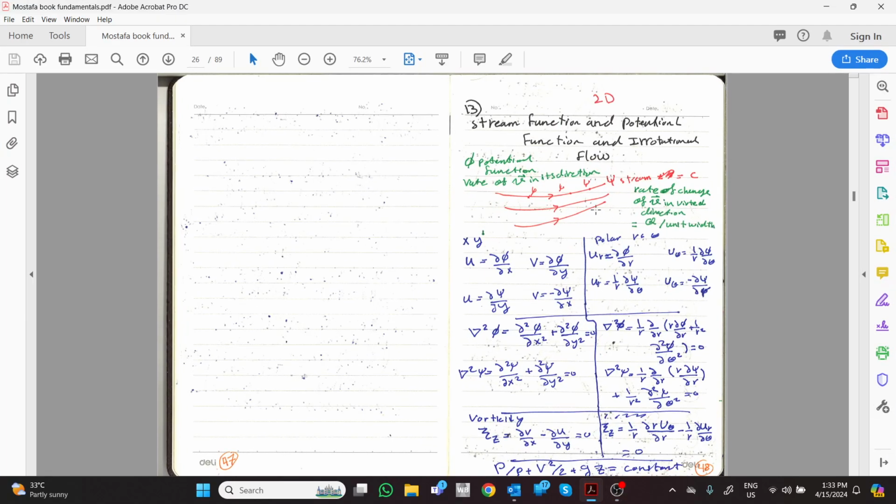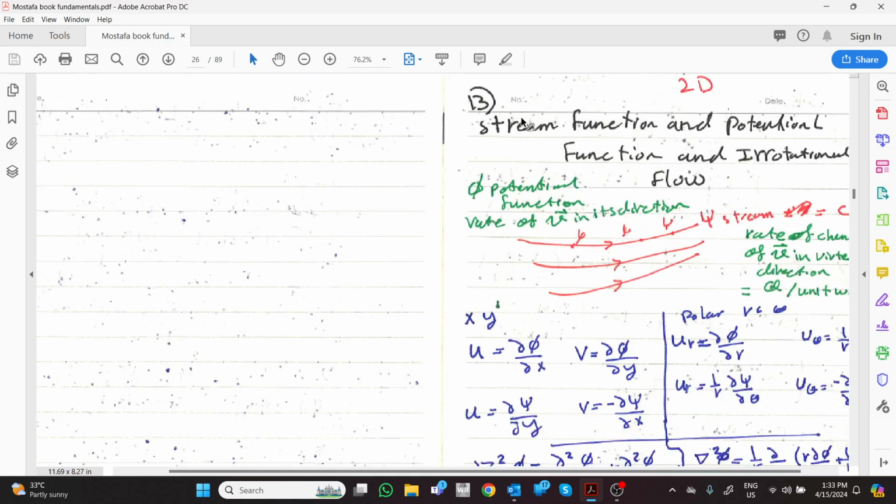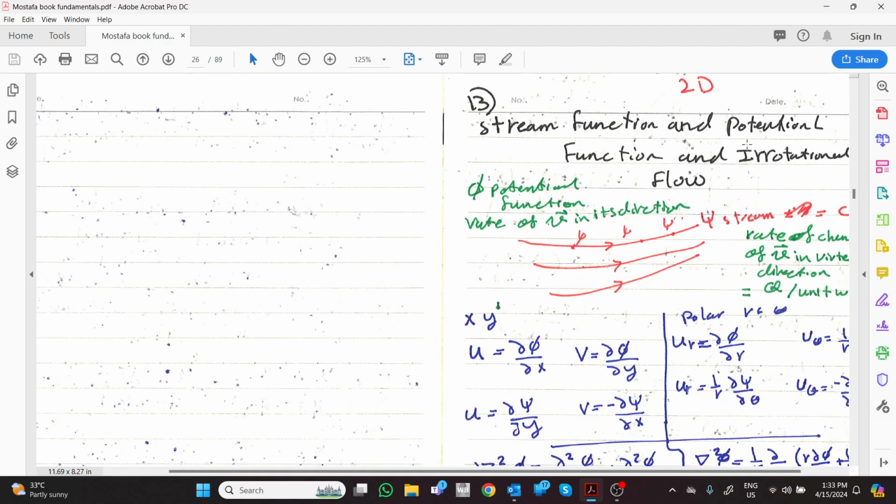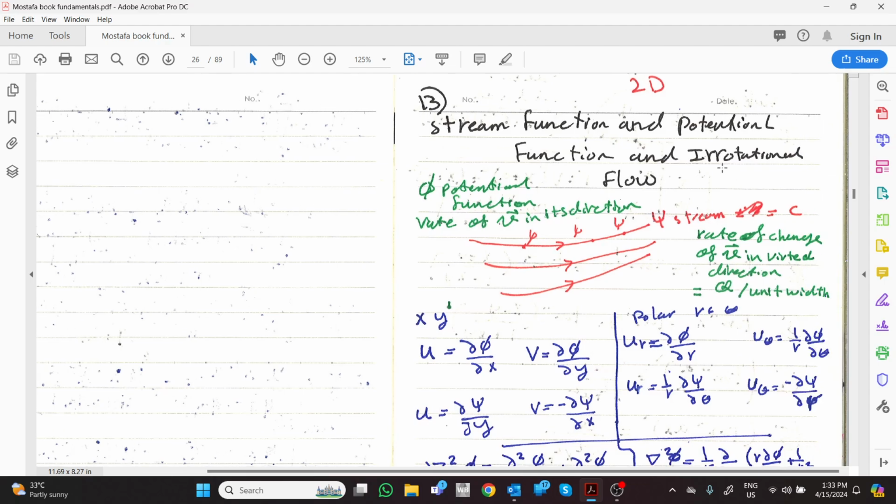Now we are going to discuss the stream function, potential flow, potential function, and the irrotational flow. Potential flow and irrotational flow are two words for the same phenomenon, which means there is a flow and the flow is not rotating, so it is a potential flow or irrotational flow. Okay, stream function and the velocity potential function.